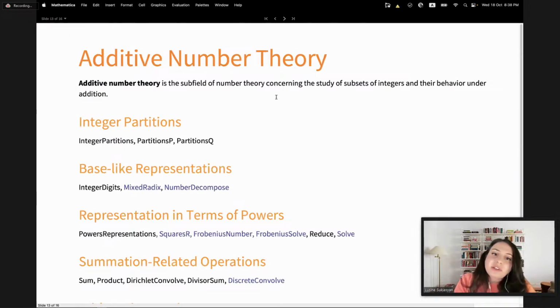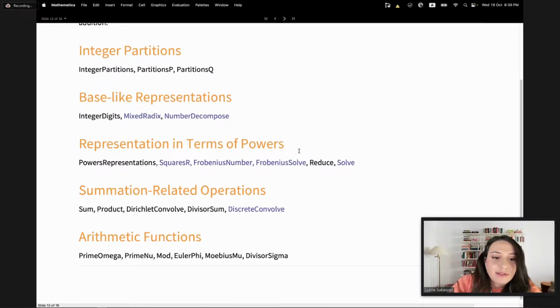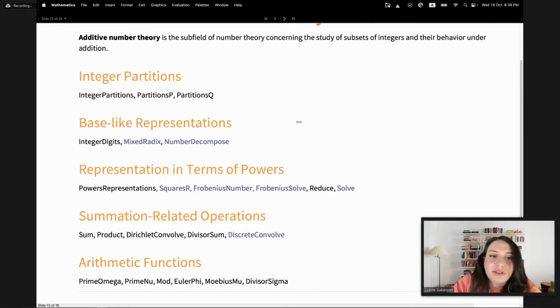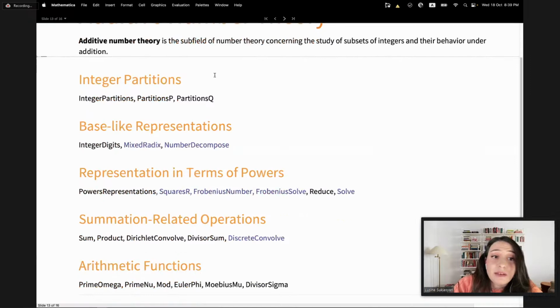Additive number theory. So there was multiplicative number theory and there was additive number theory. What is it? Additive number theory is the subfield of number theory concerning the study of subsets of integers and their behavior under addition. So here the groups are integer partitions, base representations, representation in terms of powers, summation-related operations, arithmetic functions. We already talked about all of these functions. Let's not go there, but this is just to tell you what additive number theory is and the categories that the functions here are grouped into.